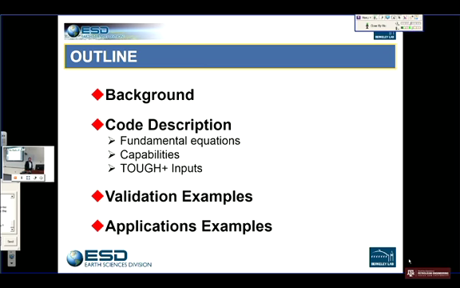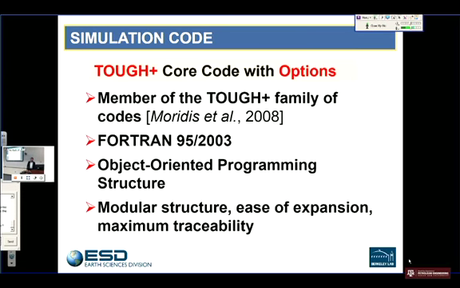Okay, we'll discuss the background, we'll give a short code description, then we have some validation examples and some application examples. And as I said, within a month, we're in the process of finishing the user's manual. Within a month or so, this will be available from Berkeley. Just go to the website and you can find it, get it from there. And the cost is really minimal.